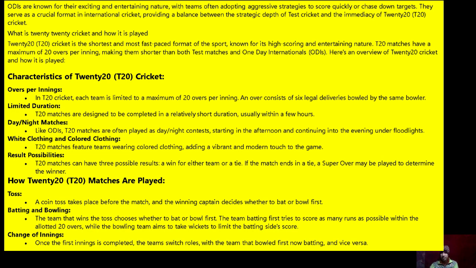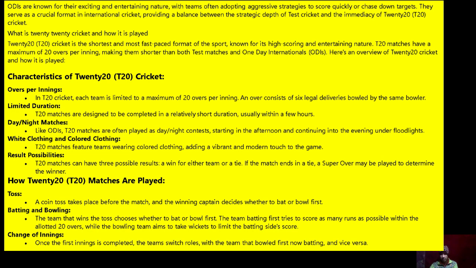Next topic is tournament structure of World Cup. So the first point is group stage. The tournament typically begins with a group stage where participating teams are divided into groups and each team plays a set number of matches against the others in their group. Second point, knockout stage. Following the group stage, top teams from each group advance to the knockout stage. This usually includes quarterfinals, semi-finals, and a final. Next point, finals. The two best teams from the knockout stage face each other in the final to determine the World Cup champion.